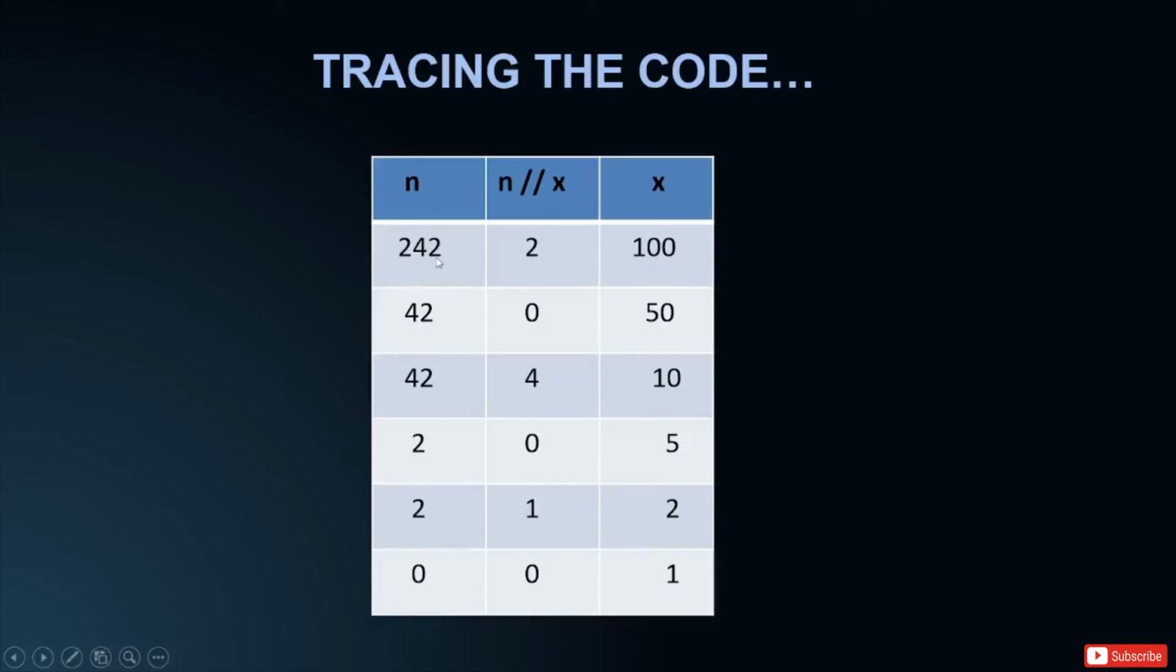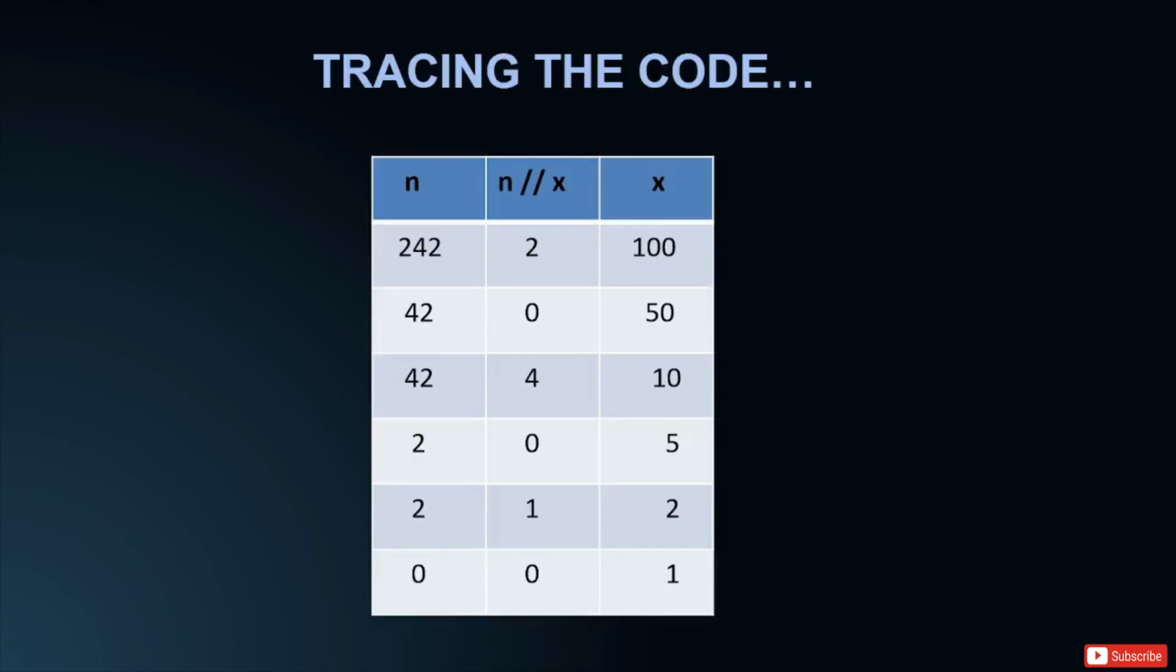In the first step, n value is 242. First you will divide it by 100. What is the output? 2. It means we are getting two 100 rupee notes in the first attempt, and the leftover is 42. To get that leftover, we are using the mod operator. So now the n value becomes 42, and later if we divide with 50, we will get 0, and there is nothing to do with the 50 rupee note.